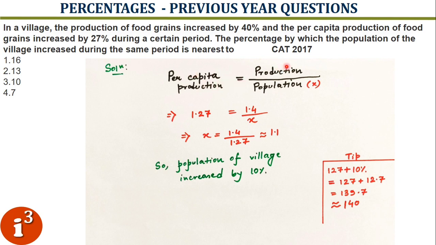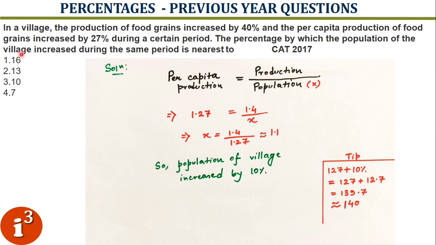Per capita production is production by population. So production per unit population is per capita production. Now per capita increased by 27% means it becomes 1.27. Production increased by 40% means it became 1.4. So what is the change in x? x means the population. You just jump to this line directly. So x equals 1.4 by 1.27, more or less equal to 1.1.